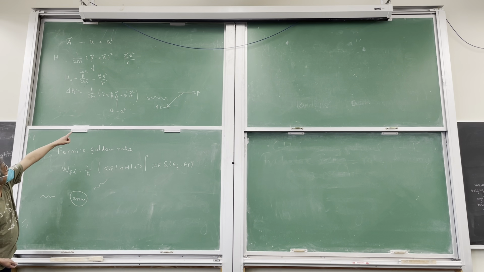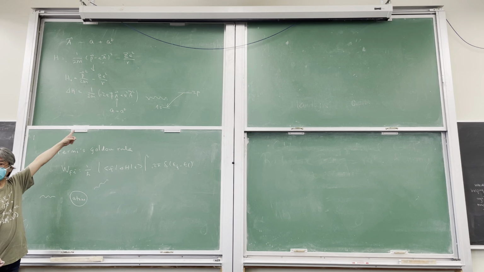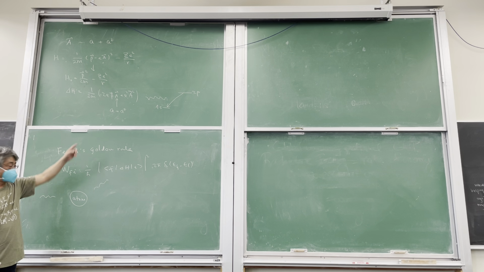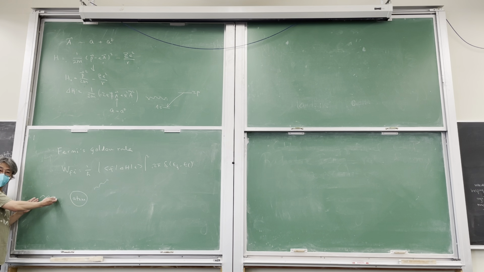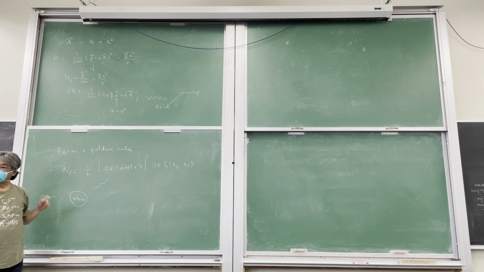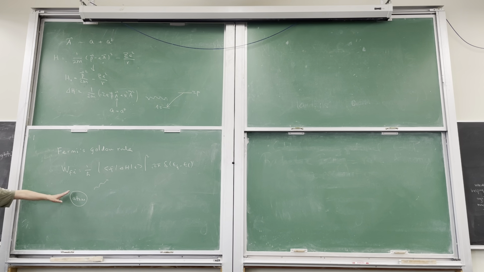That can happen with the second term of the Hamiltonian, because it has a square in it. You can annihilate the initial state photon using one power of the vector potential, and you can create the final state photon using the other power of the vector potential. So this can happen already at first order perturbation theory, but it turns out that if you do that, you don't get the right answer.